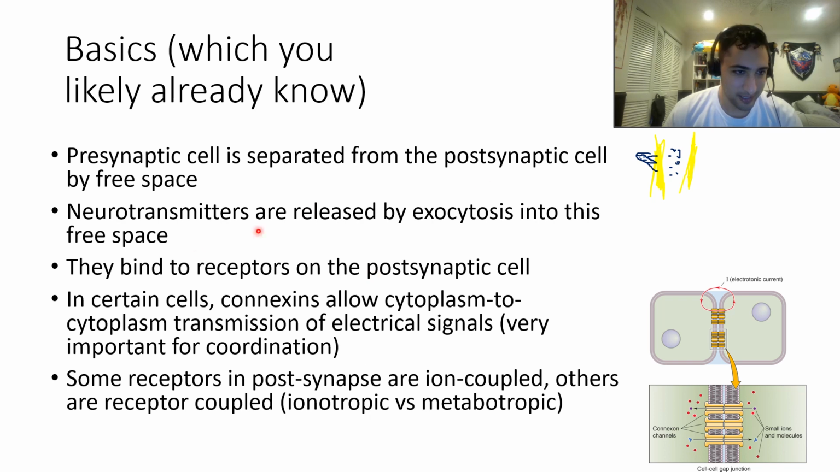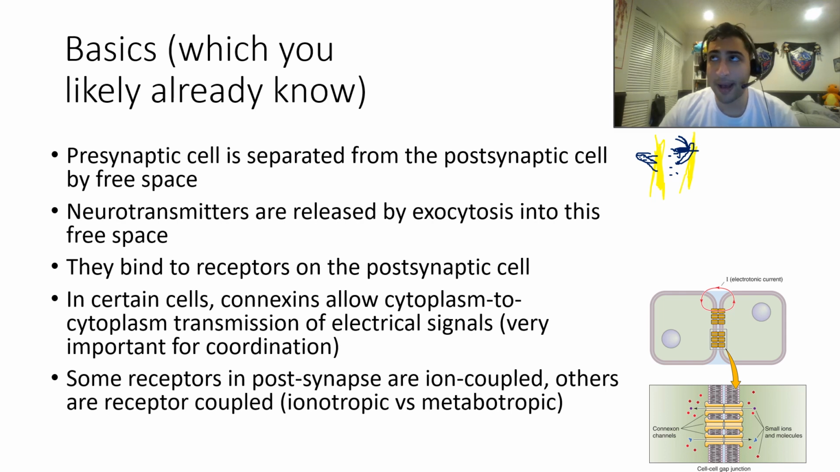Also, they will bind to receptors on the postsynaptic cell. After they're released into the synaptic cleft by exocytosis, the neurotransmitters will bind receptors on the postsynaptic cell. And some of these receptors can be coupled to ion channels. So you hit the receptor, channels open, that can trigger an action potential or signaling. That's electric in nature, ionotropic signaling.